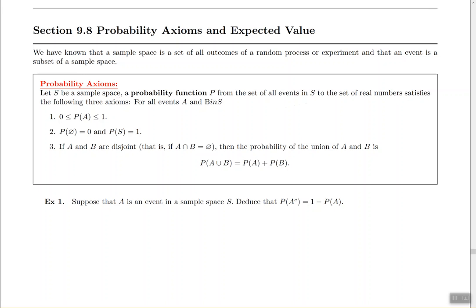the following three axioms. So basically this is saying that, if you think of the probability as being a function, that function satisfies these following three. For any events A and B that are in S, for example, the tails or the heads, they're events in the sample space, then the probability of any event will either be 0 or 1 or something in between. So basically you cannot have negative probabilities.